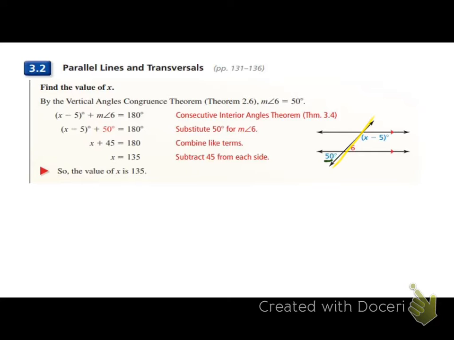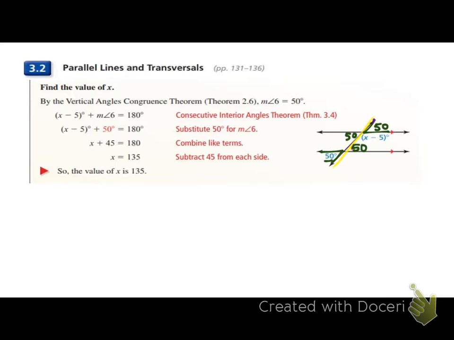3 of them. So the one across from it is vertical. This one will be 50. The one that's corresponding with it will be 50. And the one above x minus 5 will be alternate interior, so it'll also be 50. So all of these are 50, 50, 50, 50. So does x minus 5 equal 50? No. So if they're not congruent, that means they're supplementary.